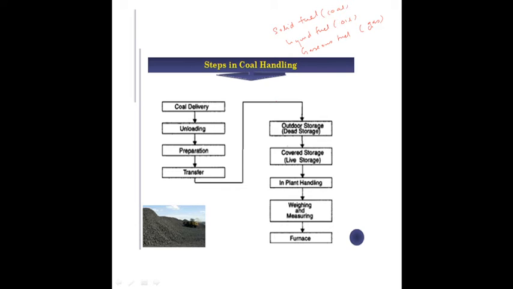In coal handling, these steps are involved. The first one is coal delivery, the second step is unloading, the third is preparation, the fourth one is transfer, then outdoor storage, covered storage, in plant handling, weighing and measuring, and then to the furnace.